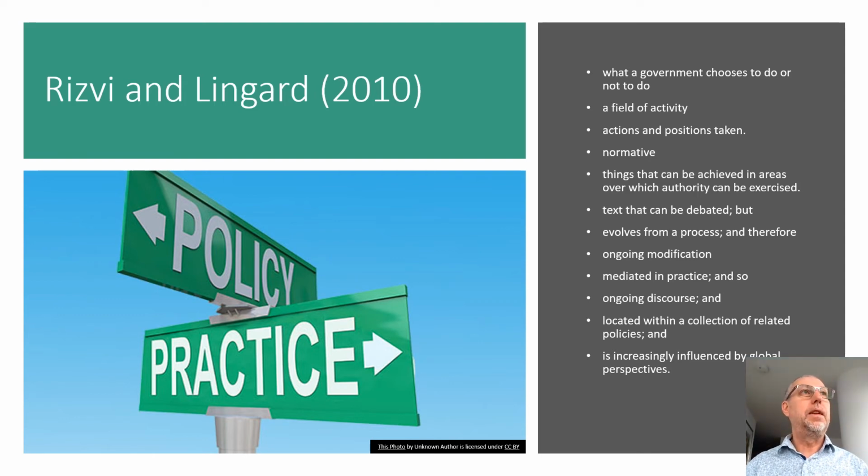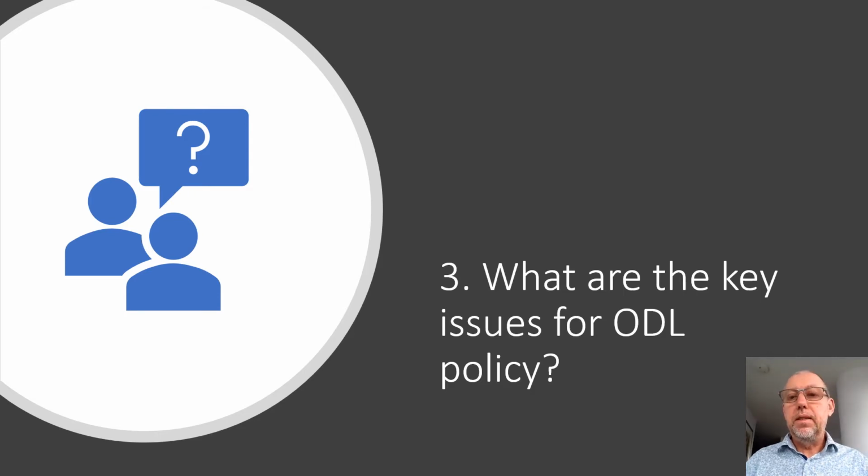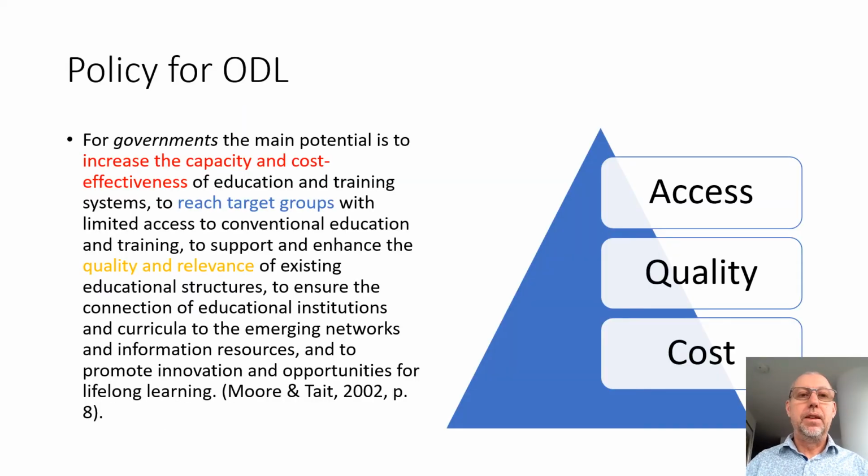Increasingly, we are influenced by not only national developments and regional developments, but also global developments in education. So the policy has to address all of these ranges of issues. So what are the key issues for an ODL policy to enable open schooling to work effectively? So a policy for ODL, as we have mentioned before, is really about trying to balance the issues of access, quality, and cost. So we want to increase capacity and the cost effectiveness of education provision to reach the groups in the population that we're not reaching using more traditional means. But we also want to make sure that what we offer is of high quality and relevant to learning needs.